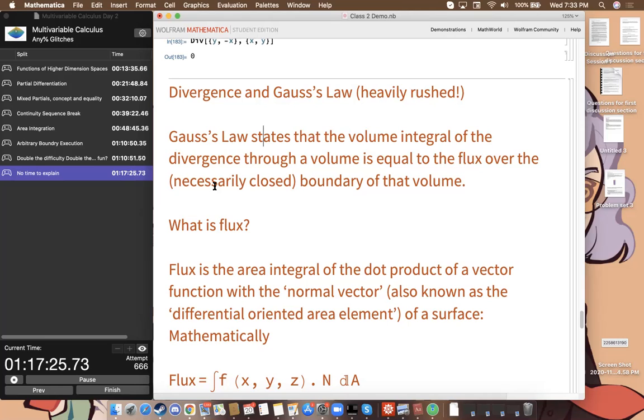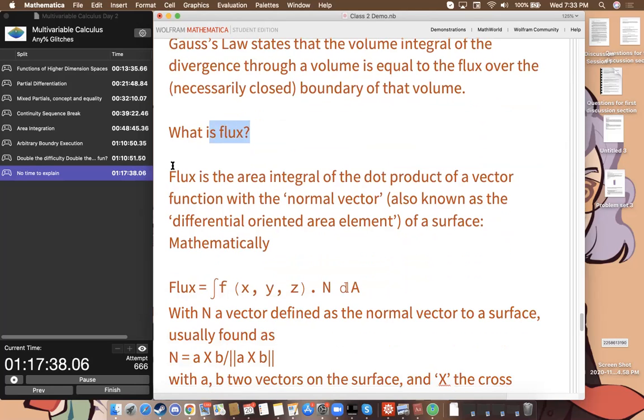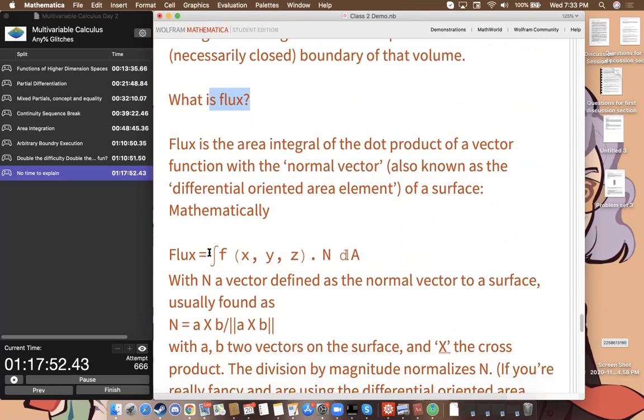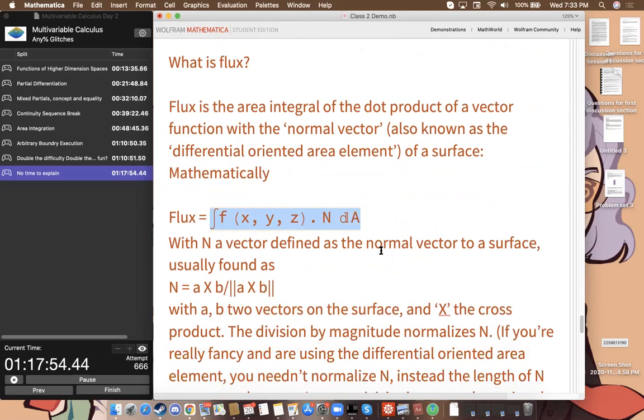So if we take a bounding surface, bounding surfaces have to be closed, then the flux through that bounding surface is equal to the volume integral of the divergence. So what is flux? Flux is the area integral of the dot product of a vector function with the normal vector, which can also be called the differential oriented area element, because obviously that's way easier to say than normal vector of a surface. So mathematically, we write the flux like that.